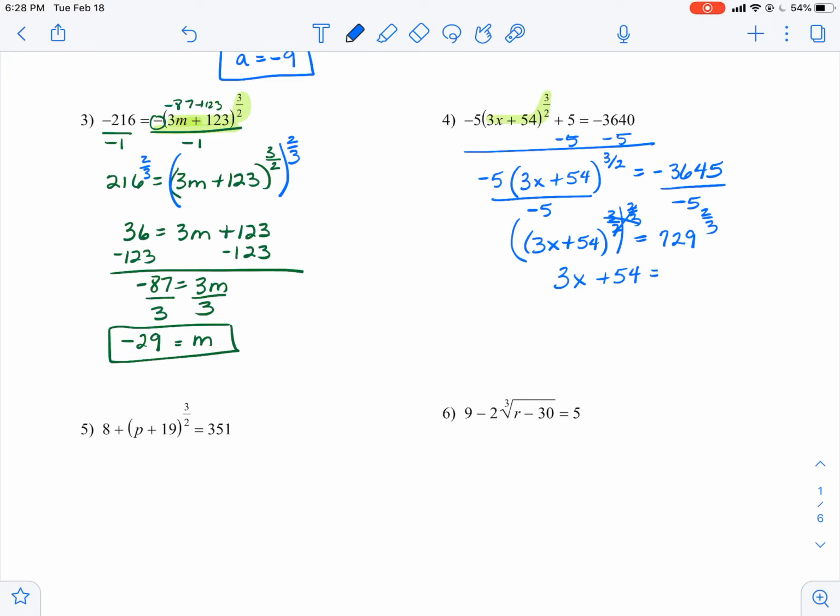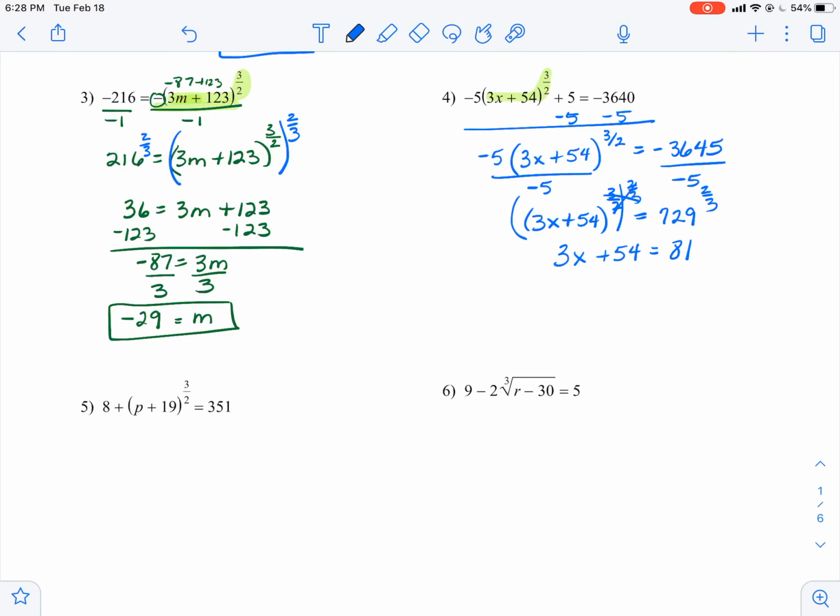729 is 9, which is true. And then 9 squared would be 81. Okay, let's continue to solve. And 27, I believe, and divide, x equals 9. So the only thing that would be different in these, of course, is to change that rational. It could be any number on there.